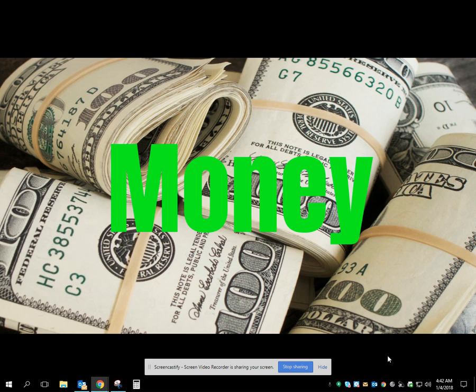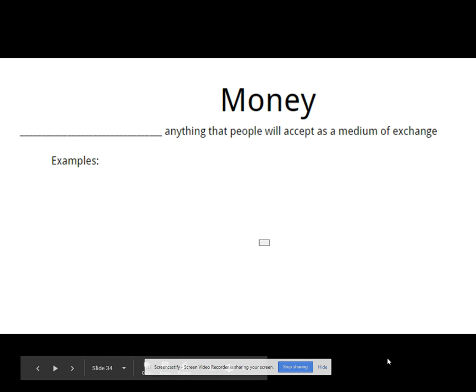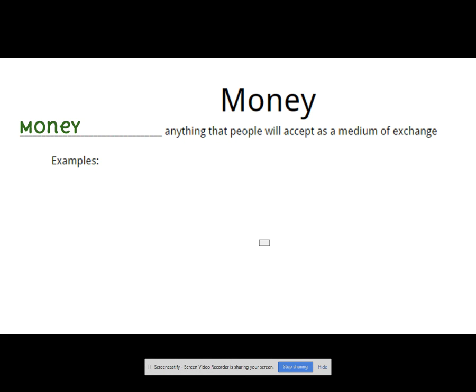Today, we're going to talk about something that is near and dear to all of our hearts, and that is money. And even though money doesn't solve all the problems, it does make some things easier. So, what exactly is money? Well, money used to just be the dollars, the cash that you had in your pocket. But now, money is lots of different things, and it's anything that people will accept as a medium of exchange.